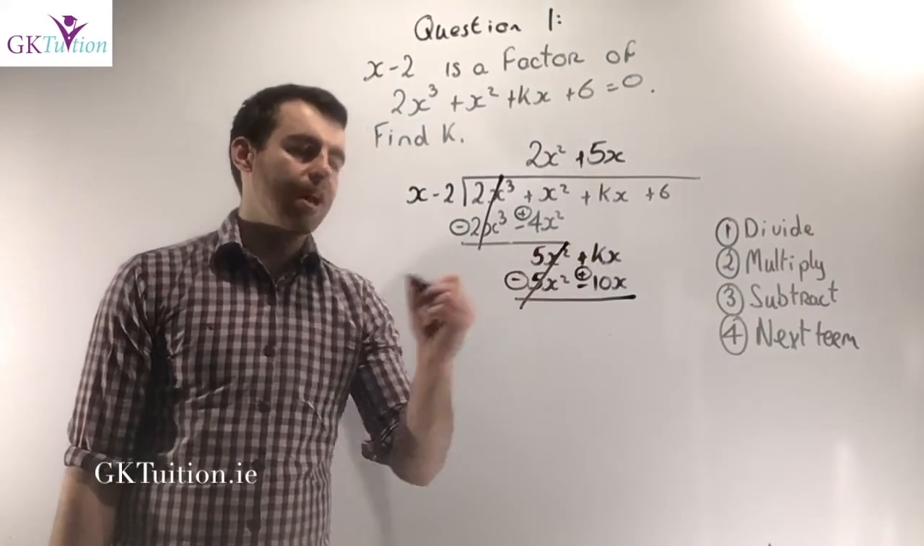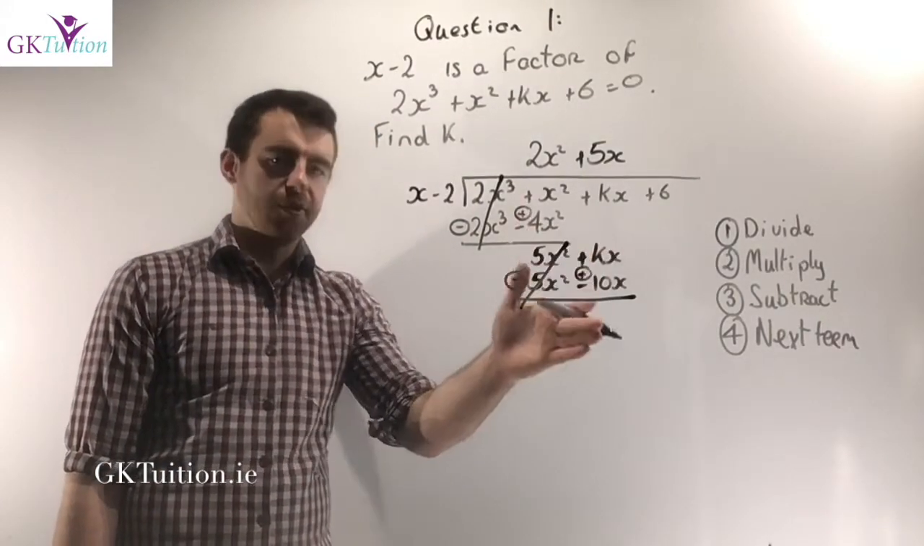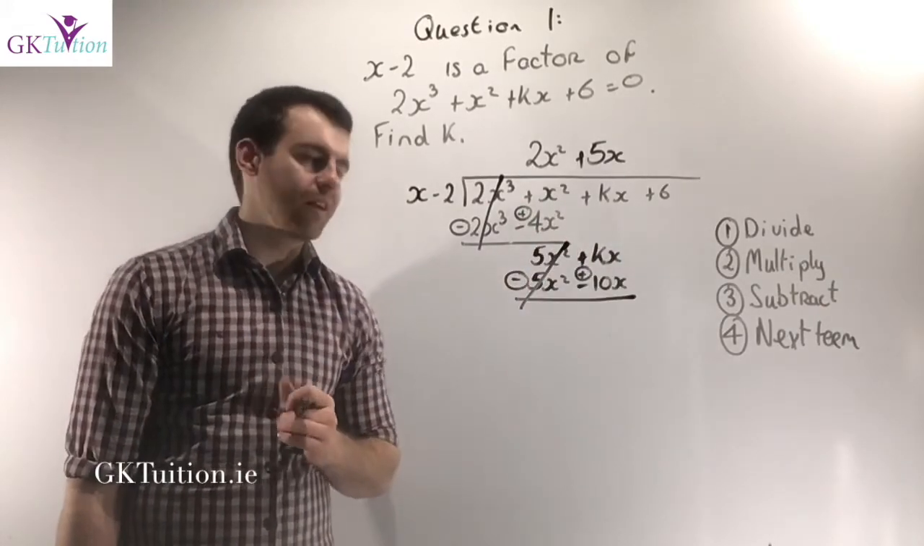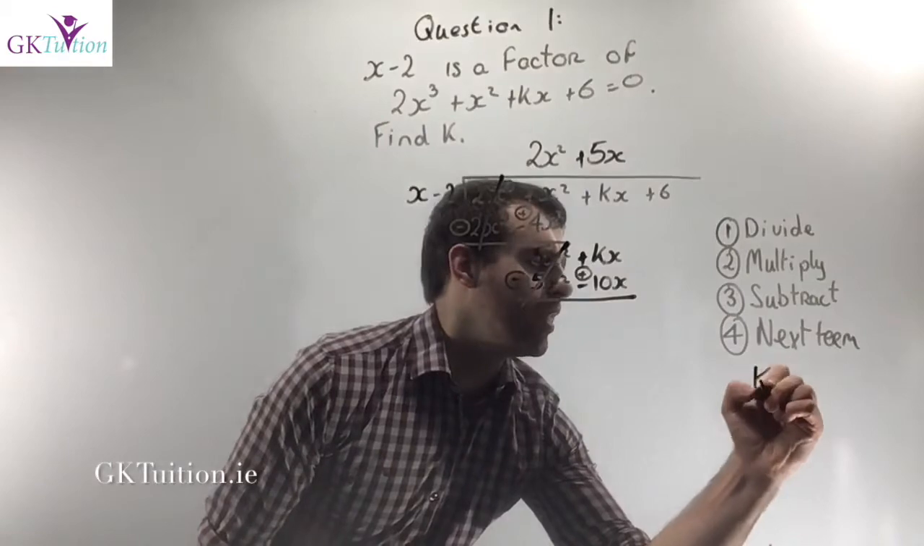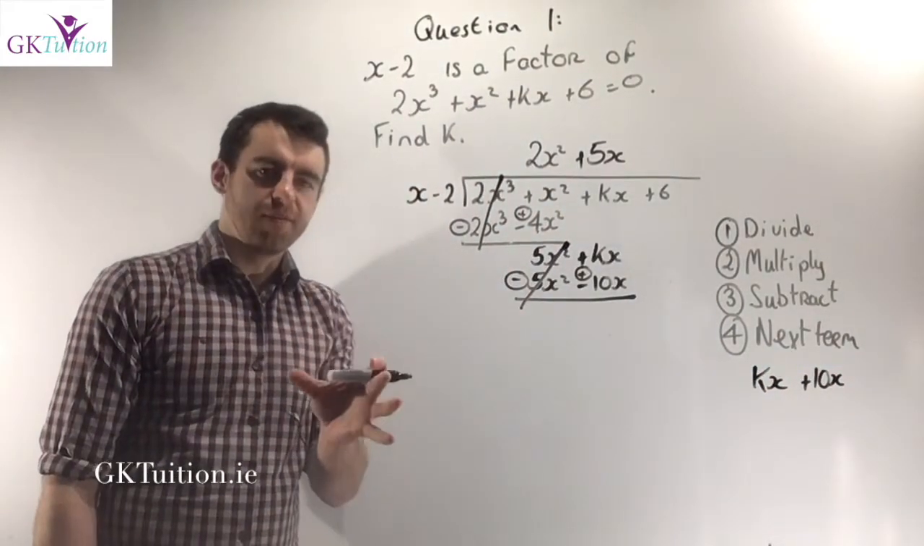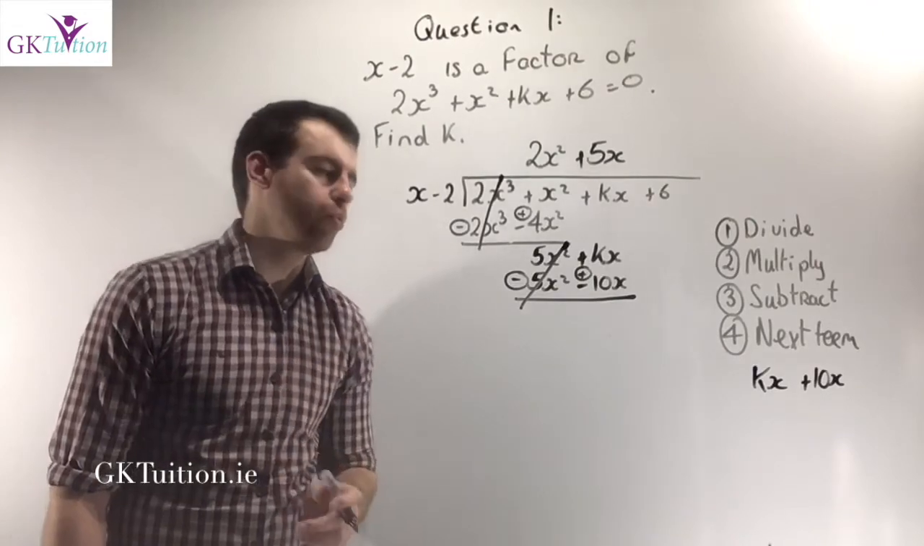The x squareds will cancel each other out, and this is the first point where it's a little bit different. I have a kx on the top and a plus 10x on the bottom. So I'm going to write that in my rough work. kx plus 10x. I want to factorize out the x and write this as just one term.